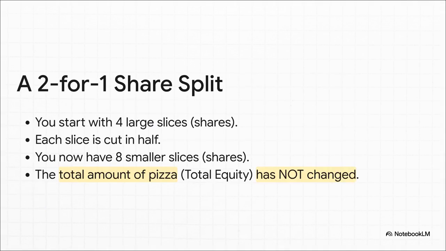Okay, so imagine you've got a pizza with 4 really big slices. Each one of those slices is a share. Now, a 2-for-1 share split is basically like taking a pizza cutter and slicing each of those 4 pieces right down the middle. So now you've got 8 slices. So here's the question. Do you have more pizza? Nope. You have the exact same amount of pizza. You just have more smaller slices. And that, my friends, is a share split.